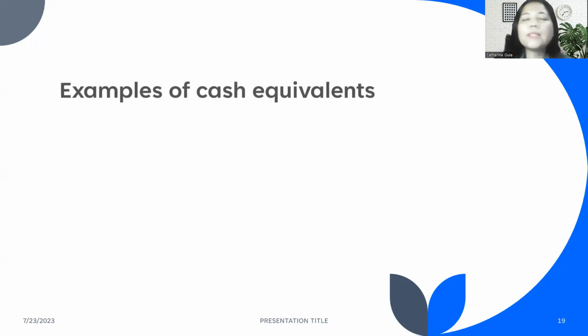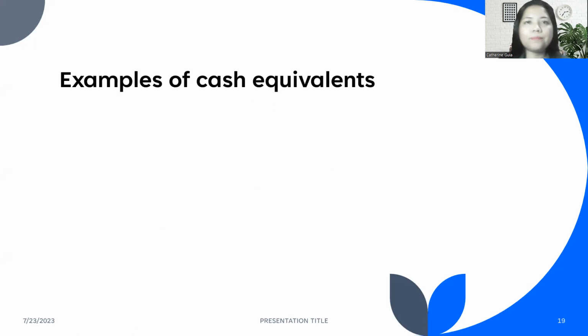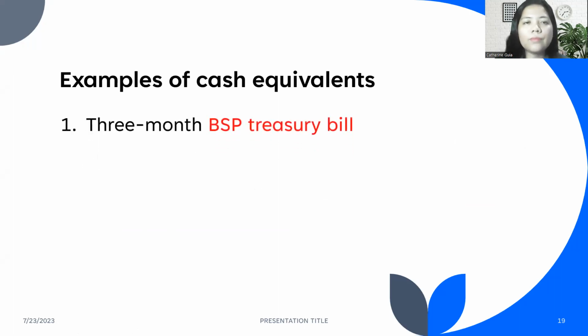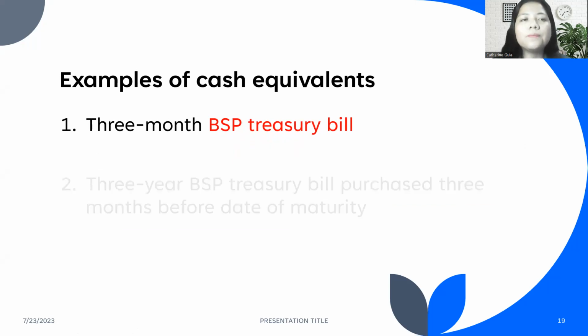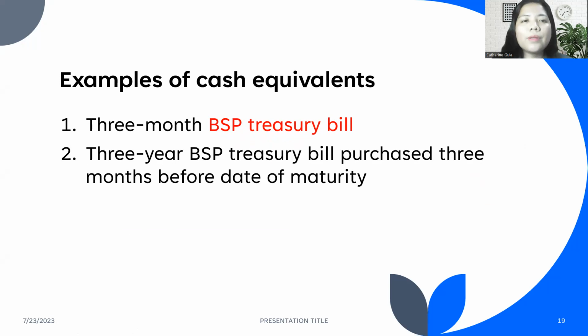Okay, what are the examples of our cash equivalents? We have here a 3-month BSP treasury bill. So the term is originally 3 months. Number two, a 3-year BSP treasury bill. The original term is 3 years, which is long term.